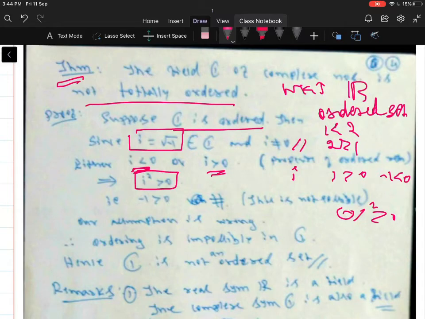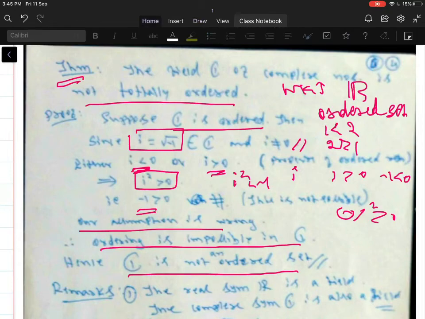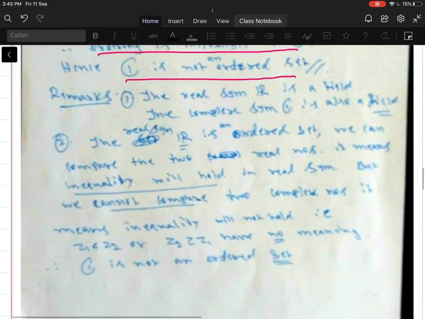Therefore i square is also positive because I assumed that C is an ordered set. If i square is positive, but i square = minus 1, then minus 1 is positive, which is a contradiction. Our assumption is wrong. What we assumed, that C is an ordered set, is wrong. Therefore, ordering is not possible in the complex system. Hence we can write C is not an ordered set. It means we cannot compare any two complex numbers in the complex system.